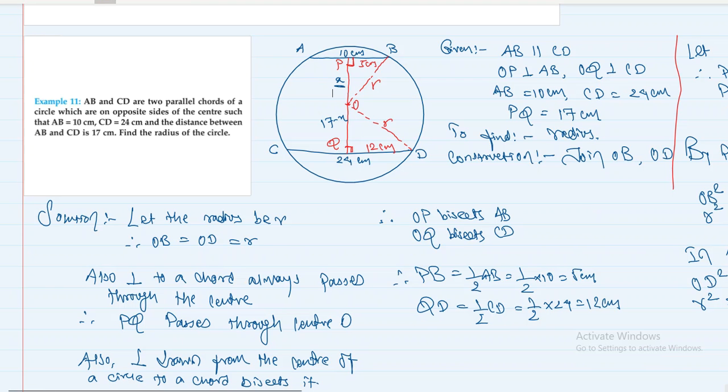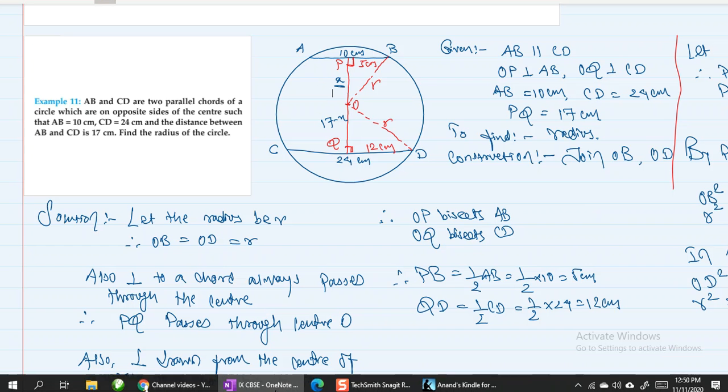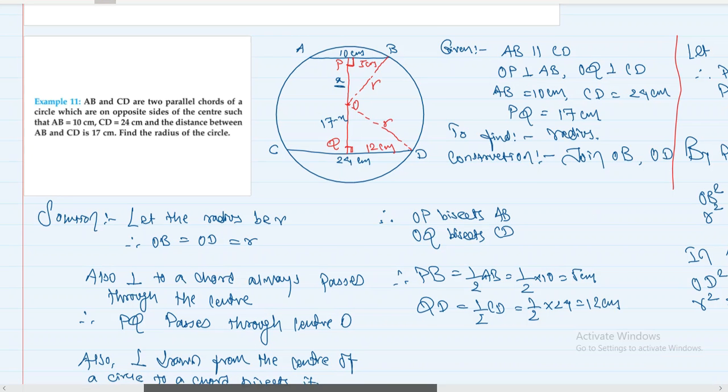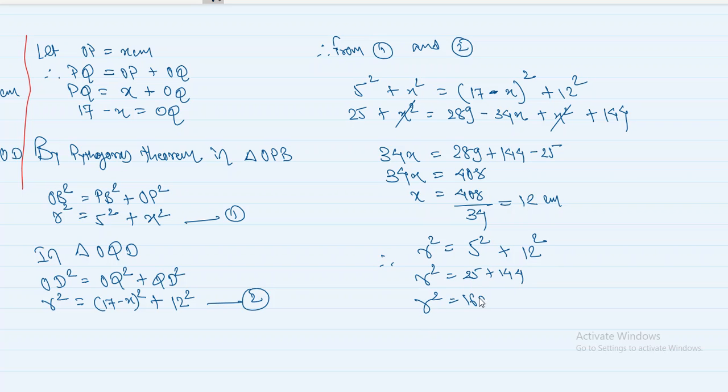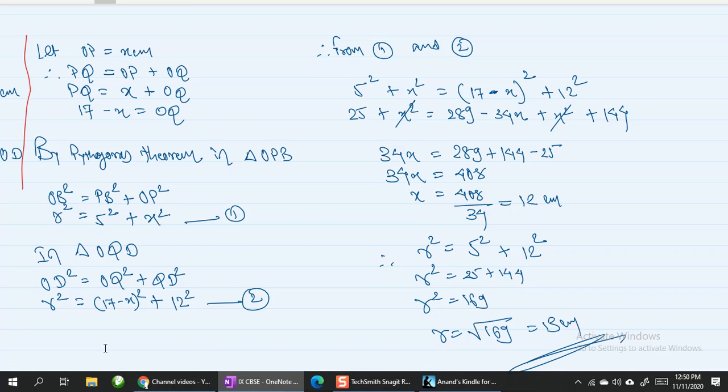So we can find the radius. But how do we find the radius? Don't do Pythagoras theorem all over again, because we have already got equation number 1. Therefore, r square is equal to 5 square plus x square. X is 12, so 12 square. So r square is equal to 25 plus 144. So r square is equal to 169. So r is equal to under root of 169, which is 13 centimeter. So the radius is 13 centimeter.